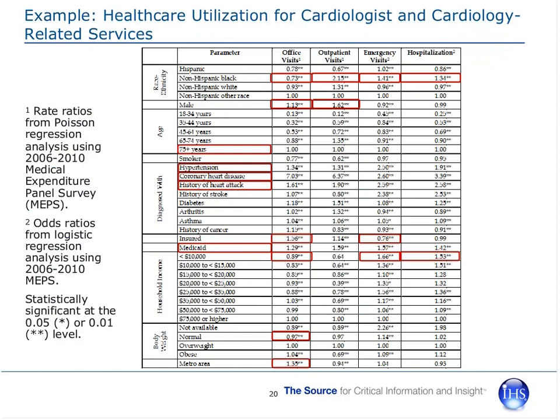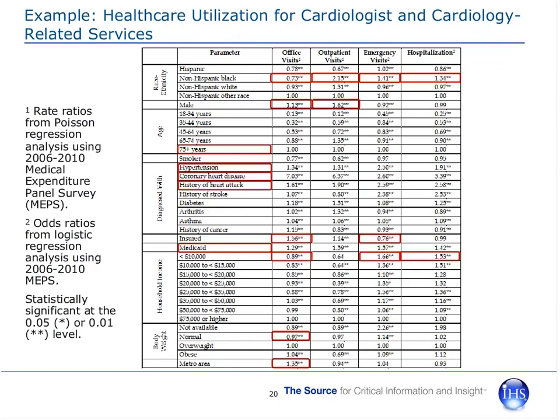Analyzing the National Medical Expenditure Panel Survey, we can look at the relationship between the characteristics that we have for a person and their use of healthcare services. This example just uses cardiology and cardiology-related services, and I'll just really quickly summarize some of the areas I've highlighted in yellow. If we take non-Hispanic blacks, they tend to have much lower use of office visits relative to other racial and ethnic groups, but they have much greater use of outpatient visits, emergency visits, and hospitalizations.